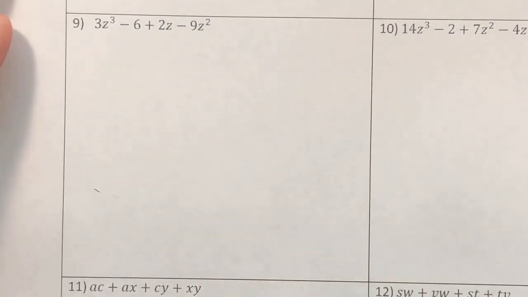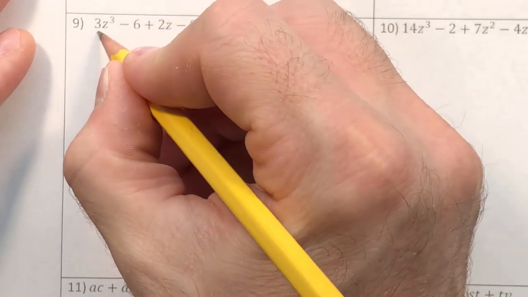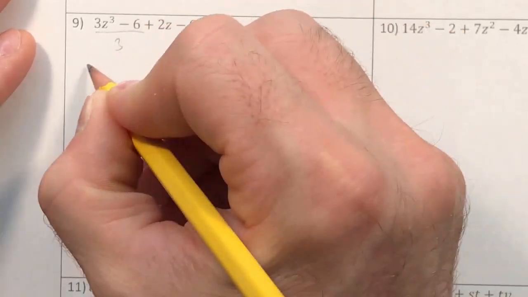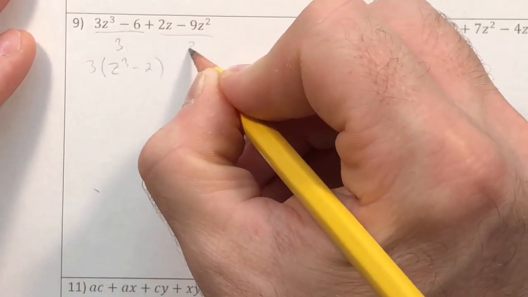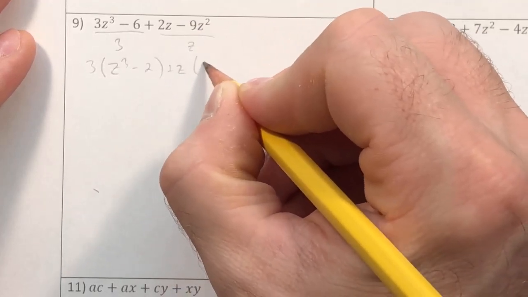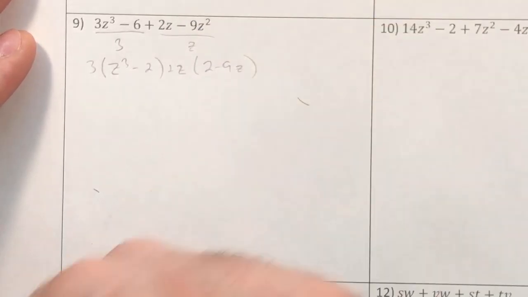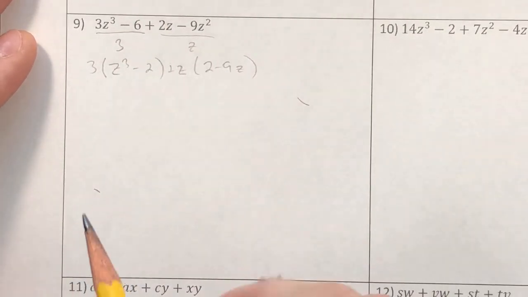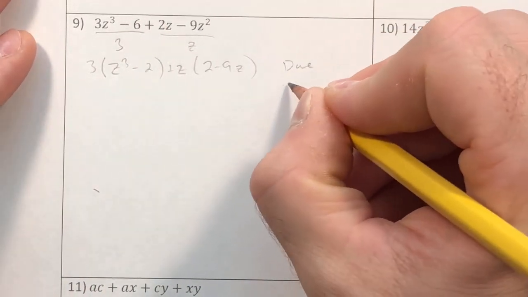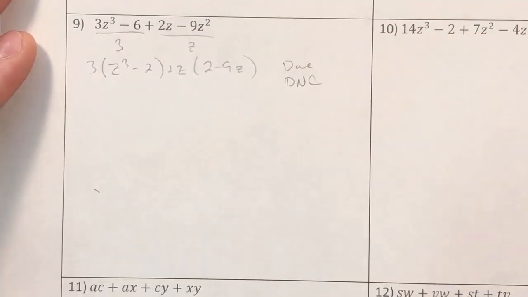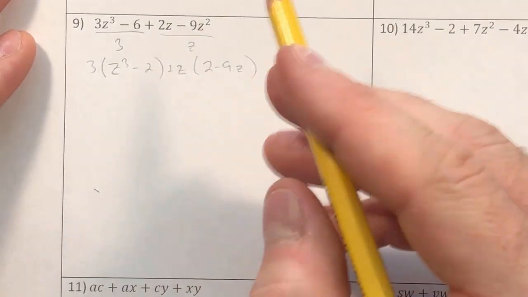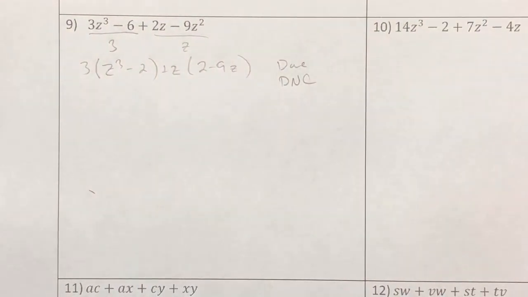Now, what happens if upon first glance they don't work out? You'll notice with this one, if I try and pull out a GCF right here, I'll have a 3. So I would pull out the 3 and I'd be left with z cubed minus 2. Over here I could pull out a z, so plus z, I'd have 2 minus 9z. Those don't equal, there's no common factors. A lot of people would say done, does not work. So quit, done, throw in the towel, let's move on.